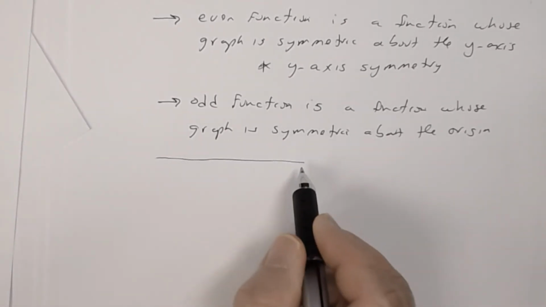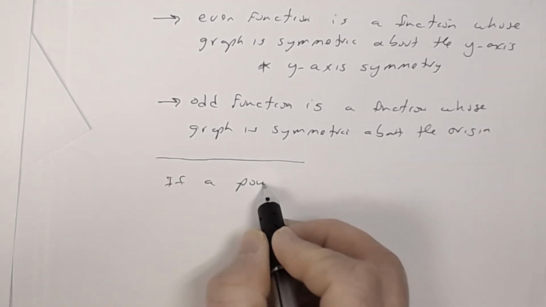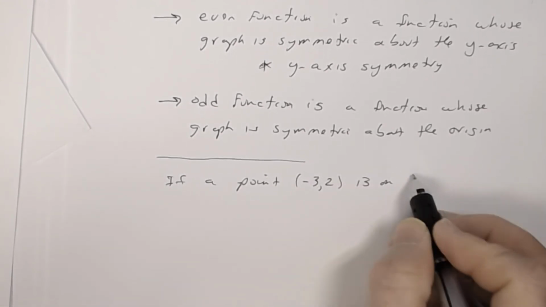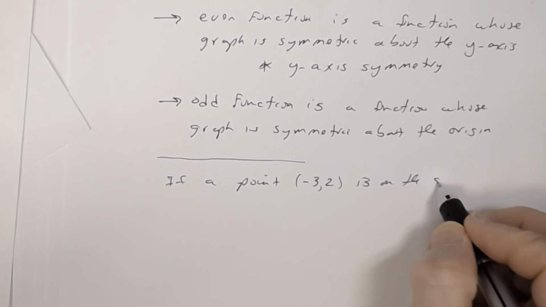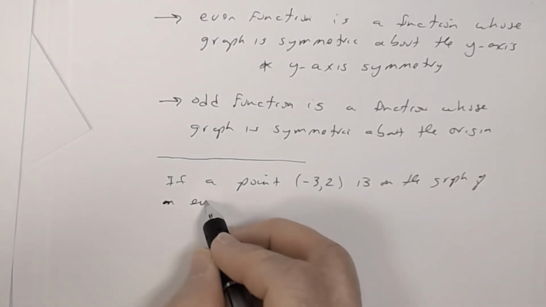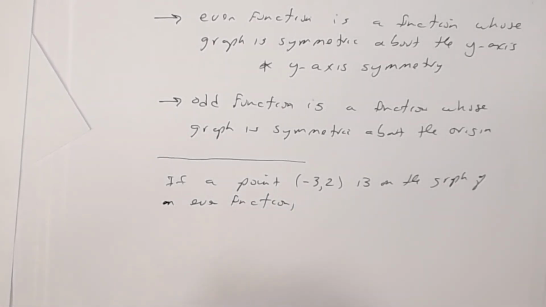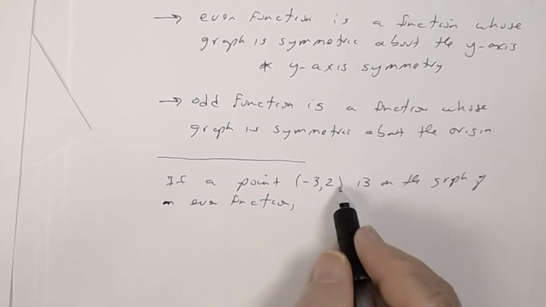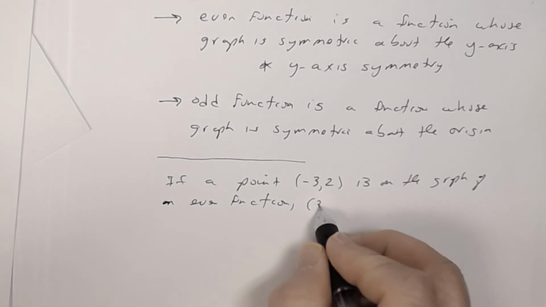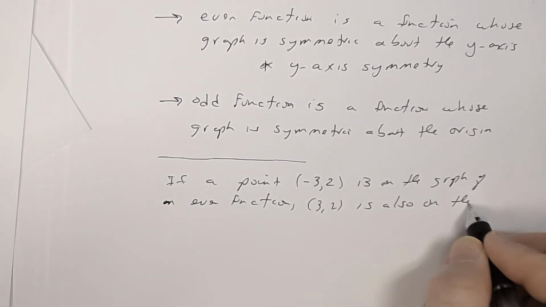Now this is important in terms of points. I want you to remember this. So if a point -3, 2 is on the graph of an even function, then what other point better be on it? So remember the y coordinates stay the same. What changed? The x coordinates became opposites. So the point 3, 2 is also on it. Okay?